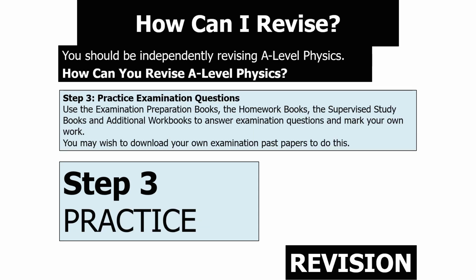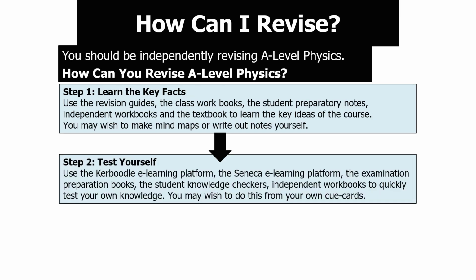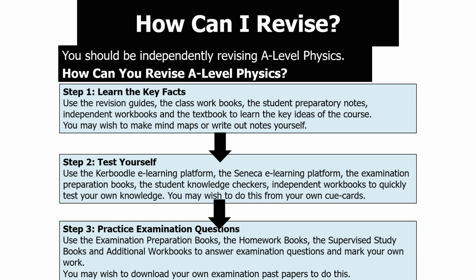The third step is to practice examination questions. So use exam prep books, homework books, supervised study books, additional workbooks to answer examination questions and mark your own work. And you may wish to download your own examination past papers to do this. So the 3 steps of learn the key facts, testing yourself, and then practicing examination questions are how you should be revising for your A-Level Physics.